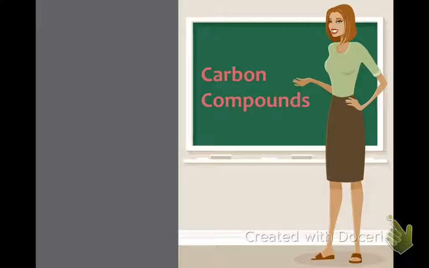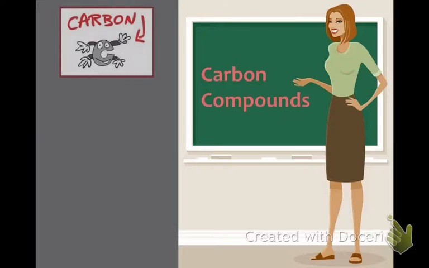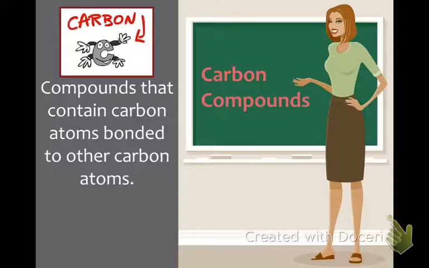All right, so today we're going to be talking about carbon compounds, okay? So here's a picture of carbon. The reason it has 4 arms is that it can make 4 bonds. So compounds that contain carbon atoms bonded to other carbon atoms are what we call organic molecules, okay? Organic compounds are compounds that contain carbon atoms bonded to other carbon atoms. That is the definition of an organic compound.